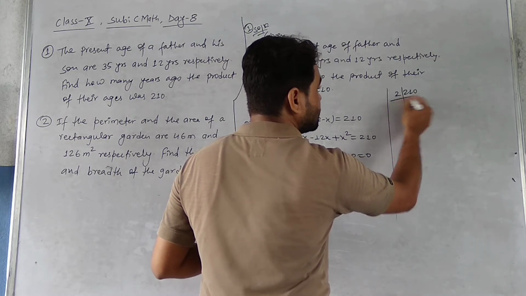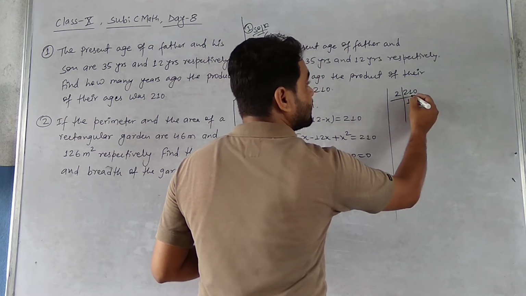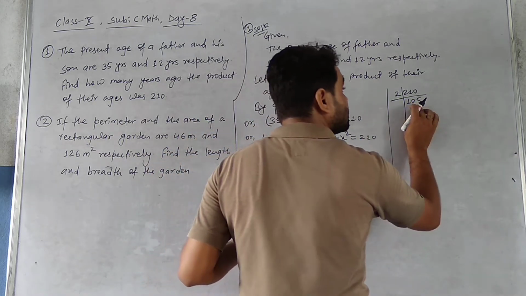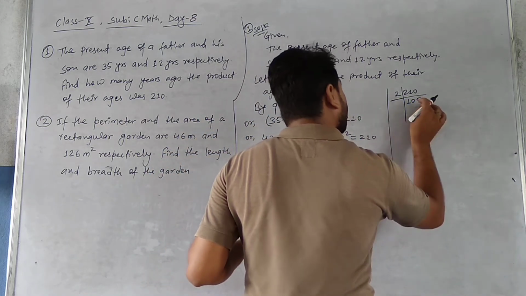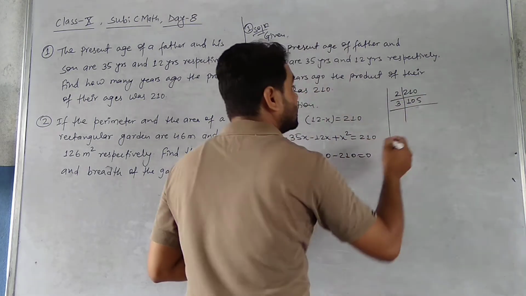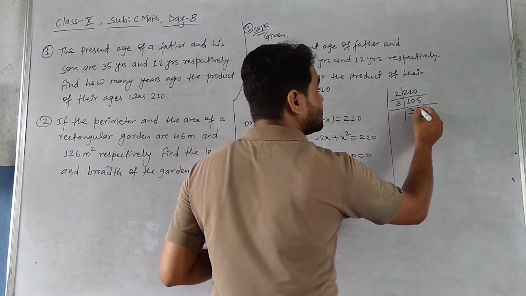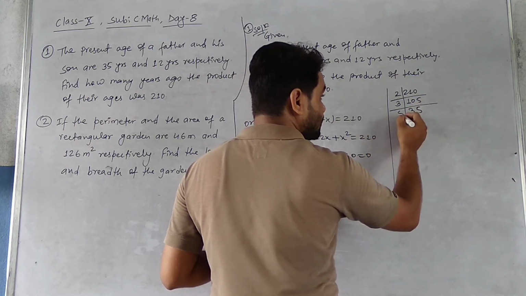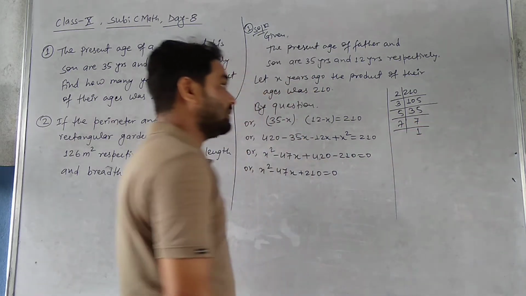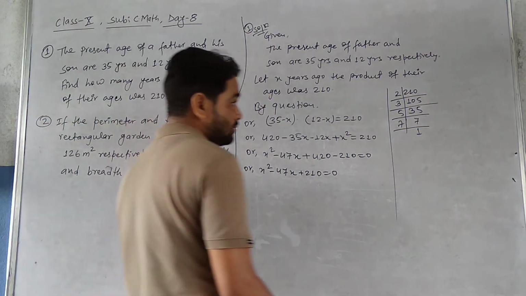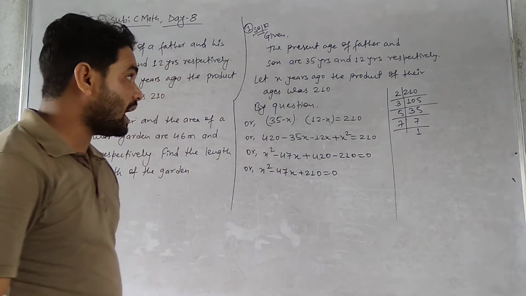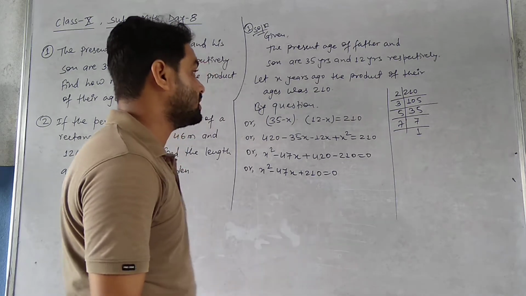210: 2 fives are 10, again with 2, then 3 twos are 6, it goes with 3 also. 3 threes are 9, 3 fives are 15. Again with 5, 3 sevens are 21. This is the factorization of 210. From this, let's make two numbers such that when adding them we get 47.